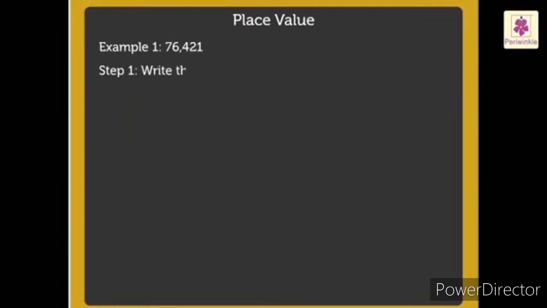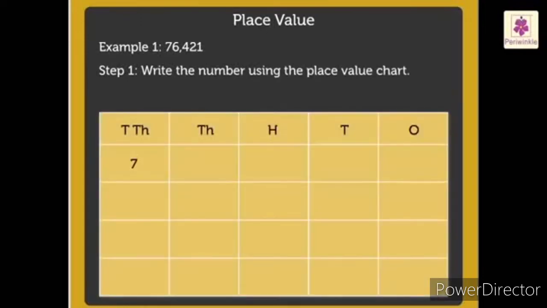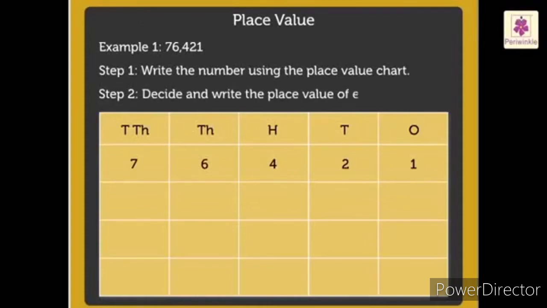Step 1. Write the number using the place value chart. The digit 7 in the 10,000s place, digit 6 in the thousands place, digit 4 in the hundreds column, digit 2 in the tens column, and digit 1 in the ones column. Step 2. Decide and write the place value of each digit. The number 7 is in the 10,000s column. So, its place value is 7 into 10,000, which is equal to 70,000.